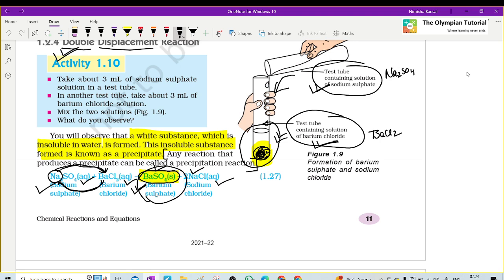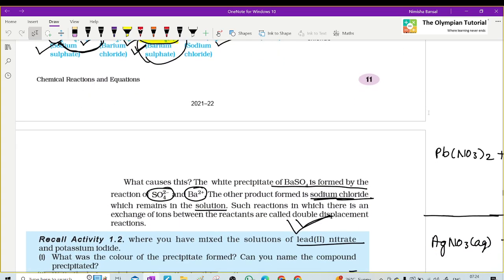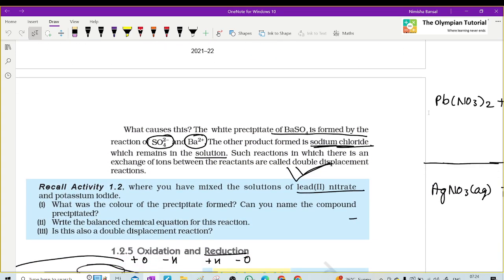Are you completely okay with the topic? Yes, ma'am. Okay. Actually these topics are only by name. Displacement, one element is displaced. Double displacement, two elements are displaced. Insoluble solid is formed, it means precipitate is formed. If precipitate is formed, it means it is precipitation reaction. Okay.